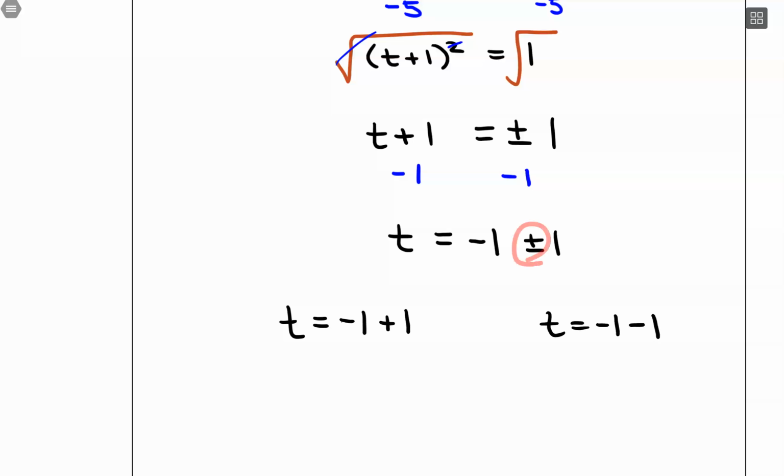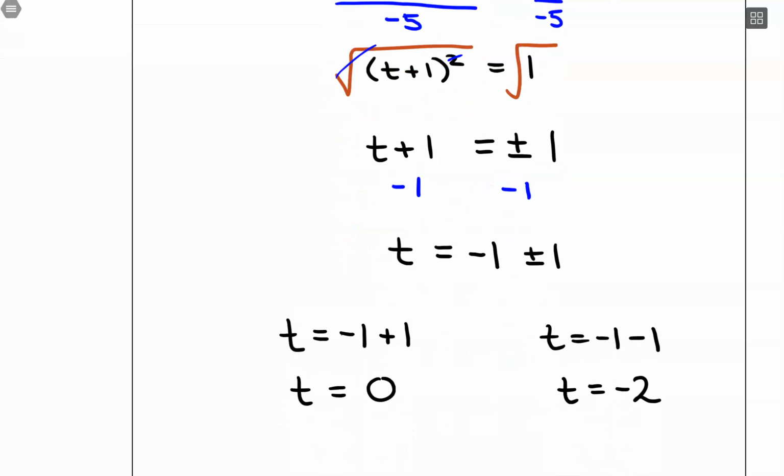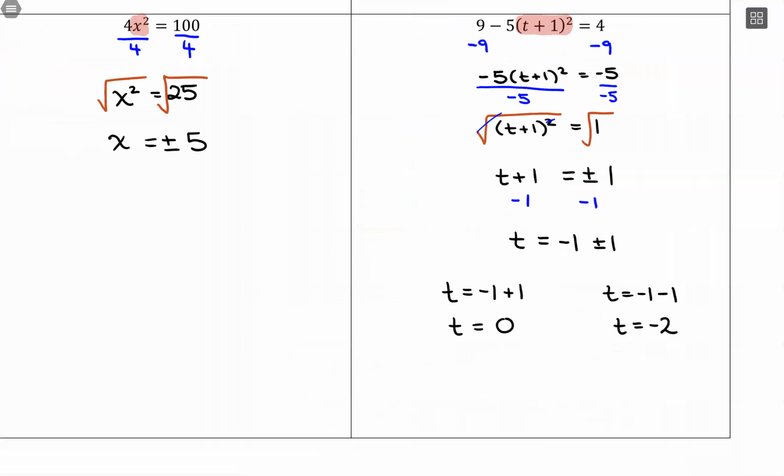So taking care of that plus or minus is creating two equations. This first one would tell us that t is equal to 0. And the second one would tell us that t is equal to negative 2. And what we could do is plug those in and double check that they work. So that's how we can use the square root method for solving quadratic equations.